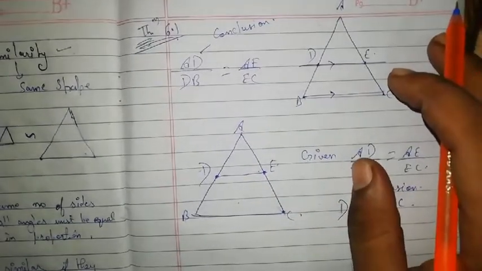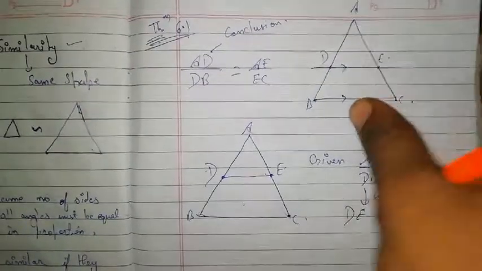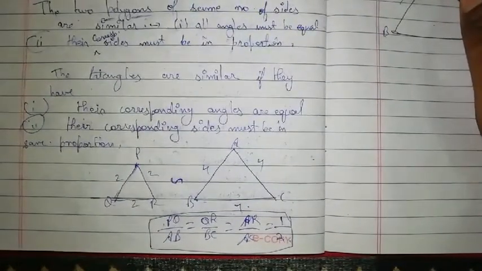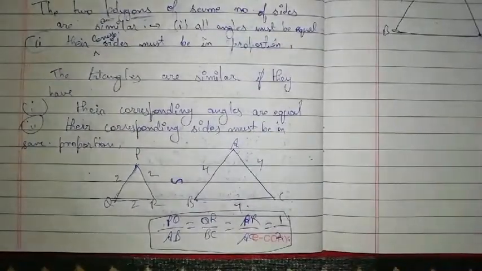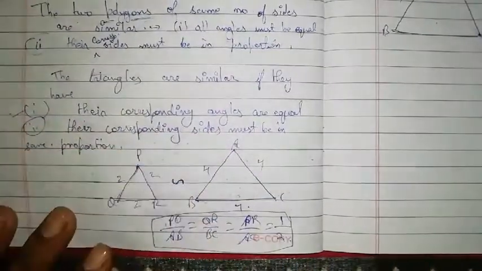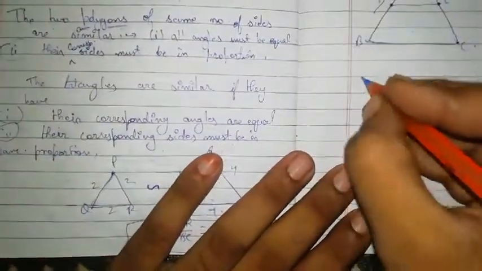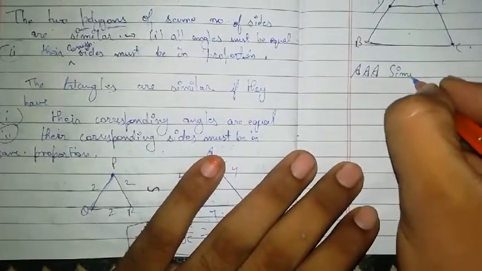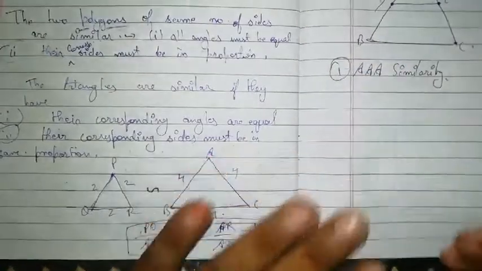Now we move to similarity criteria. Before that, look at the two conditions to prove the similarity. The triangles are similar to each other when their corresponding angles are equal. And when corresponding angles are equal, this is known as angle similarity. Okay, this is the first criterion.